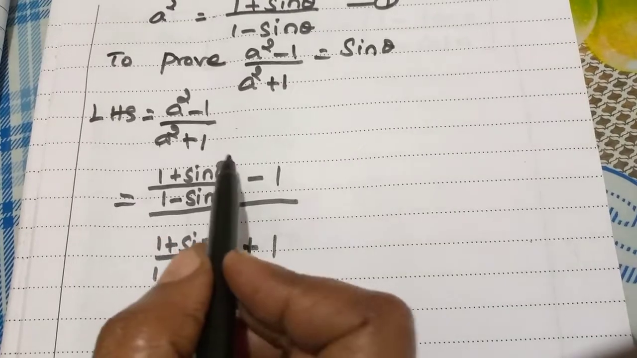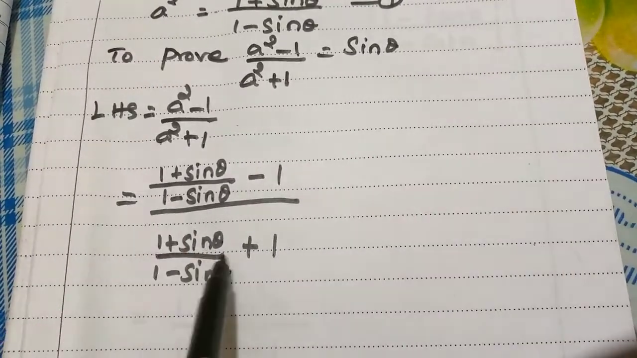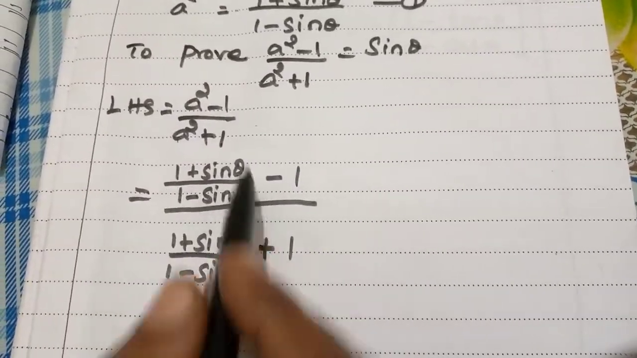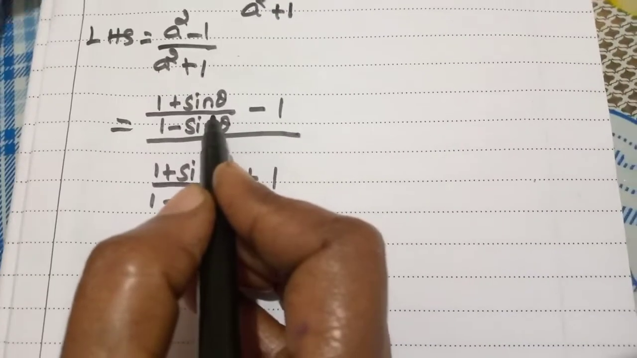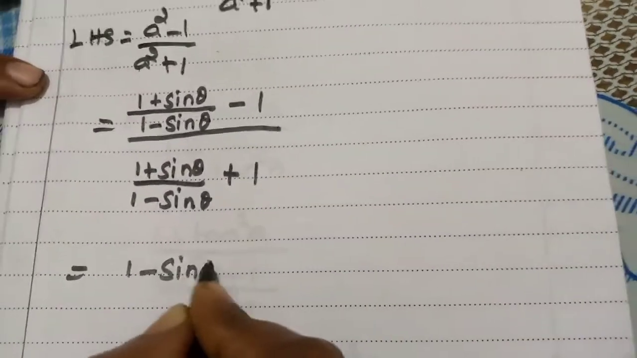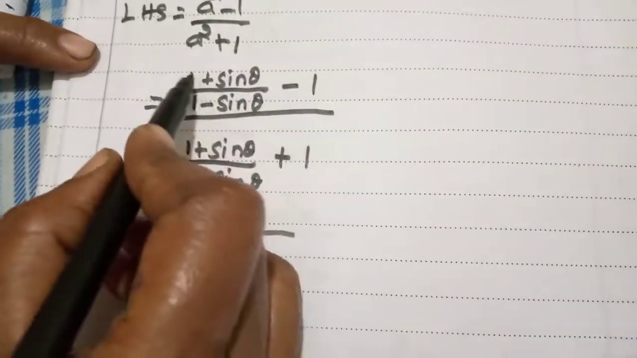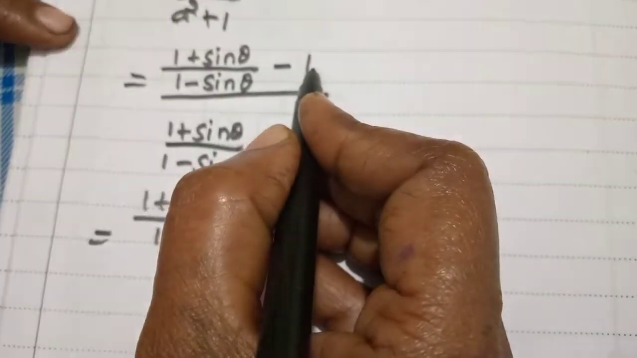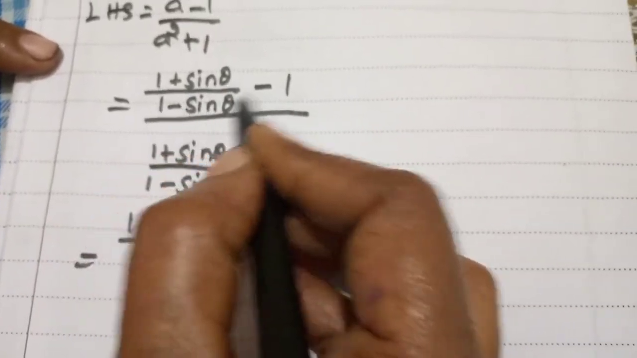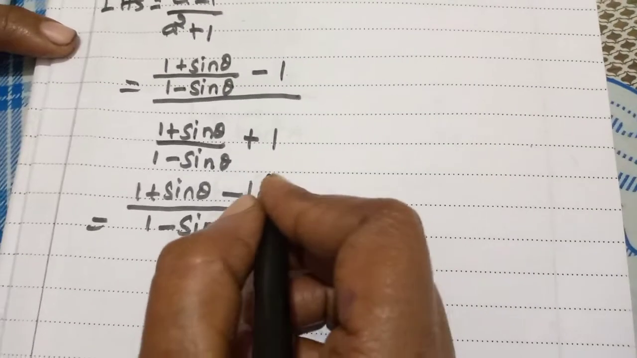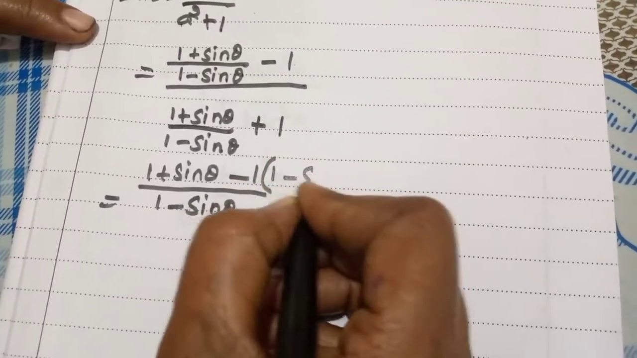Did you understand this one? a square minus 1 by a square value, this one, plus 1. Now take the LCM of the numerator as well as the denominator terms. First let us do the numerator. What is the LCM of the numerator? 1 minus sin theta. So the numerator is 1 plus sin theta minus 1 into both the terms, LCM. Here two terms are there, so we have to use the bracket: 1 into 1 minus sin theta.